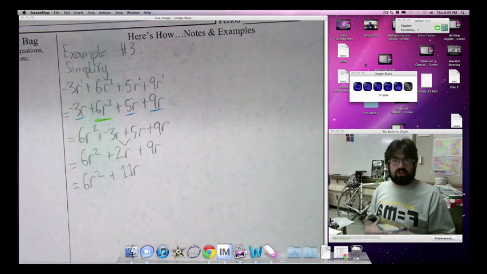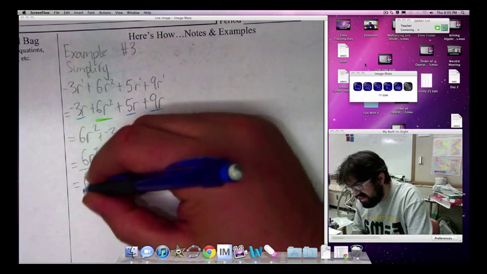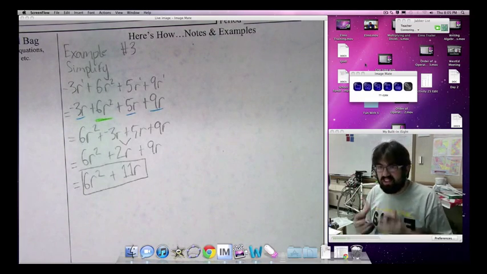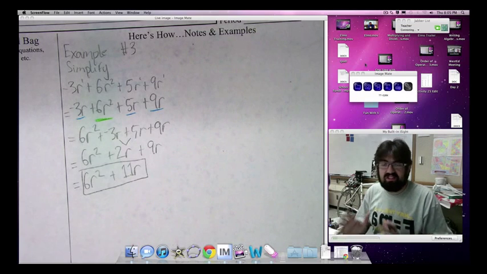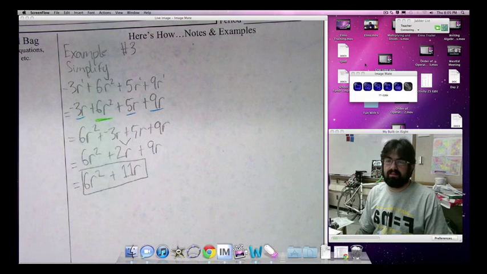So combining like terms, I want to do this one last example because this can get tricky. That's done. The answer is not 17r squared. It's 6r squared plus 11r. I can't do anything else to simplify it unless I knew what r was.